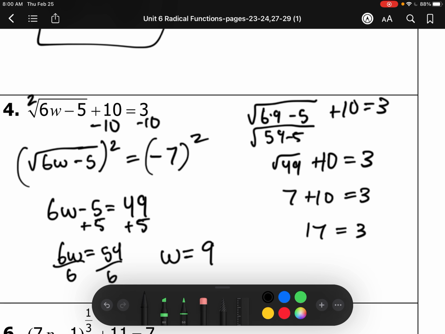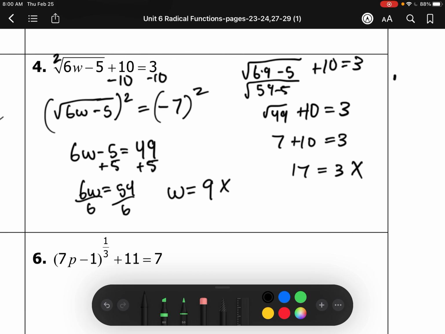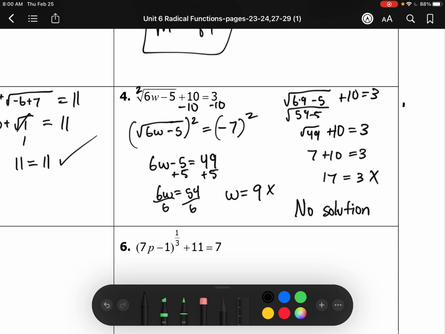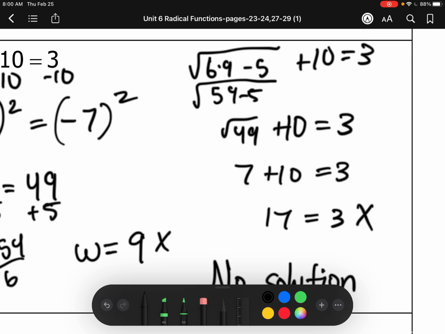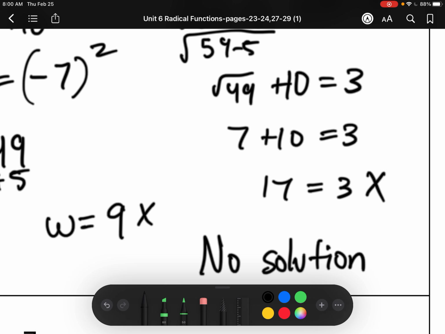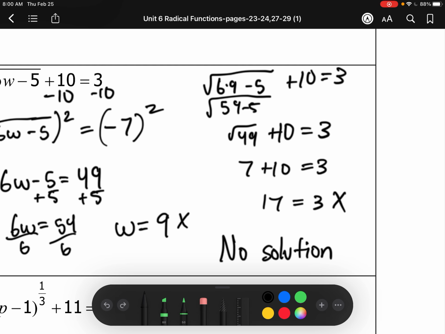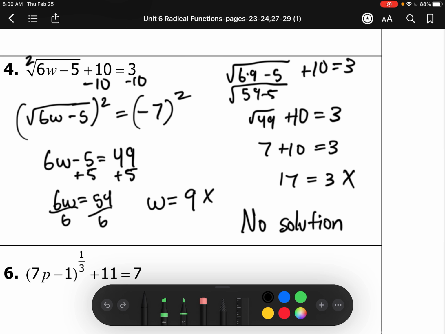So this 17 does not equal 3, right? This does not check out. So this is a no solution. And I know some of you might be thinking, when you do the square root of something, you get plus or minus, right? Negative 7 plus 10 does equal positive 3. However, when we're working with radical equations, we're just going to look at the principal root, which is the positive root, right? So that's why this one is a no solution.